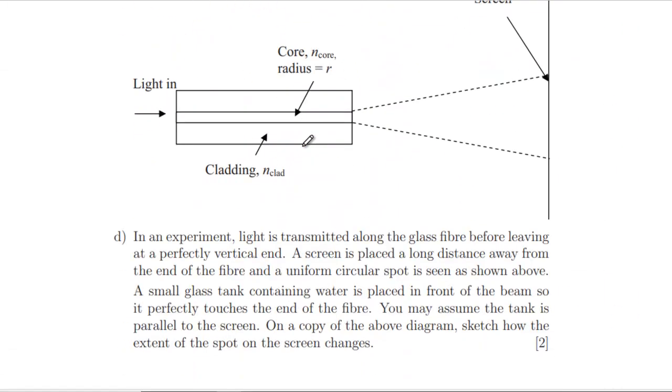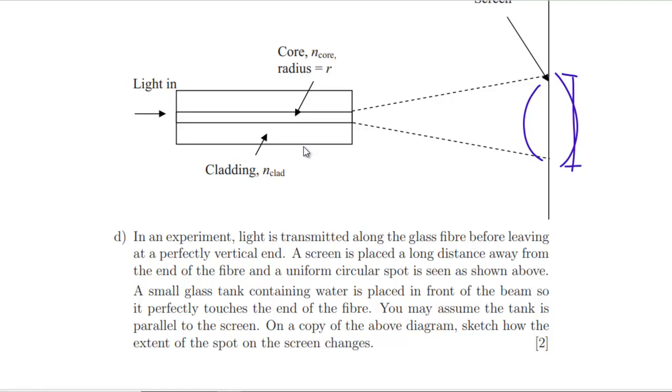Okay, in an experiment, light is transmitted along the glass fiber before leaving in a perfectly vertical end. Right, okay, this is all perpendicular. A screen is placed a long distance away from the end of the fiber and a uniform circular spot is seen as shown above. Okay, right, so we've got this screen and we've got this spot here. This is the uniform circular spot. It's going round in a circle, you know, because they're drawing it on a flat screen here.